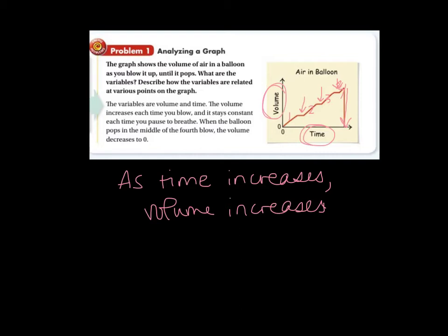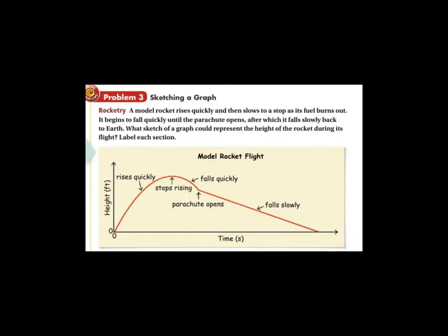Okay, moving on now to a different example. Okay, sketching a graph from an actual situation. And I know we skipped over numbers a little. This is problem 3. We kind of skipped problem 2. That was recognizing a graph from a table. I think we already know how to do that, so I skipped it. Okay, but this one, so let's read it. A model rocket rises quickly, then slows to a stop as its fuel burns out. It begins to fall quickly until the parachute opens, after which it falls slowly back to Earth. What sketch of a graph could represent the height of the rocket during its flight?